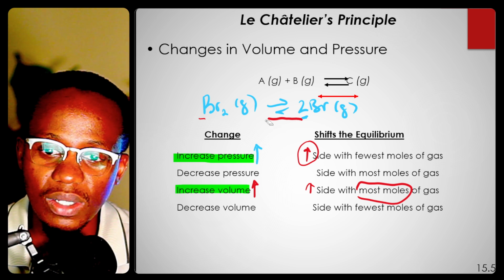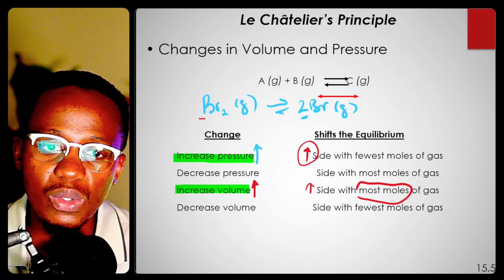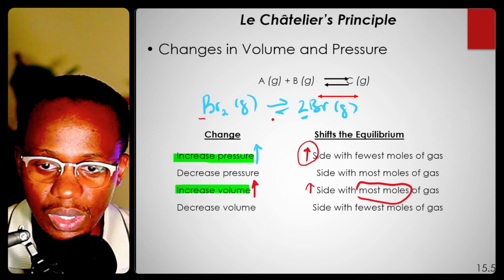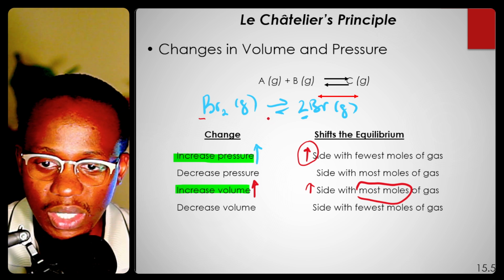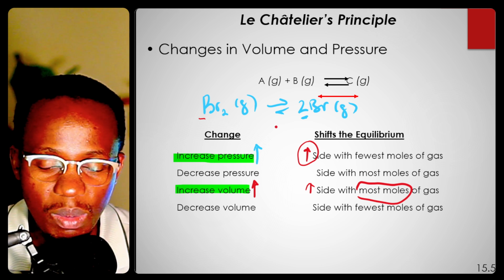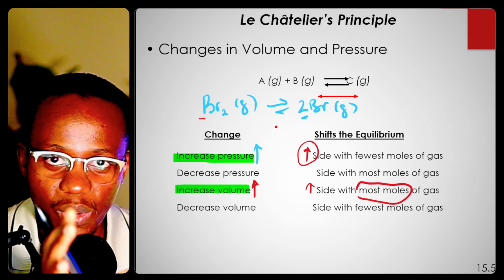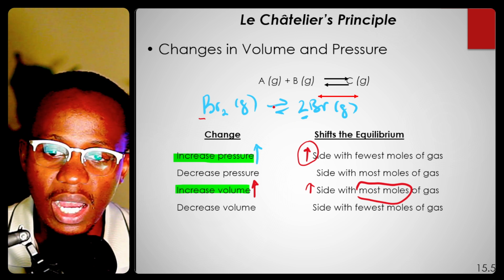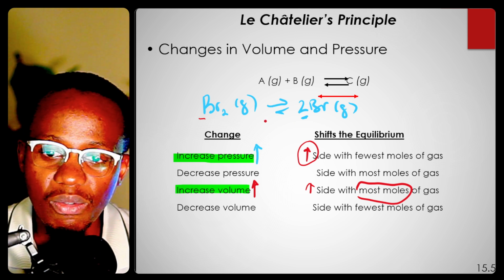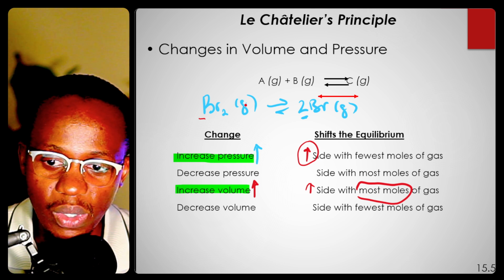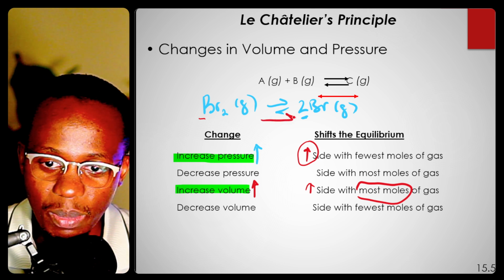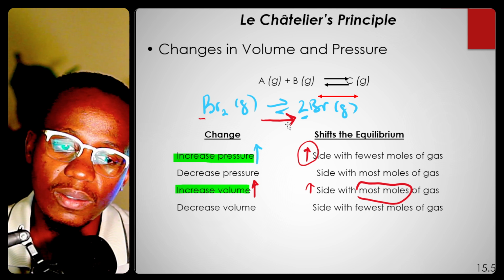So if we were to increase the volume on the reaction that I drew here, do you think the equilibrium will react by going to the right or to the left? Well, if you remember, if you increase the volume, you lower the pressure. So the reaction will shift in a way to increase the pressure. How do we increase the pressure? We increase the number of moles. So if we increase the volume, the reaction will react by going this way. All right.